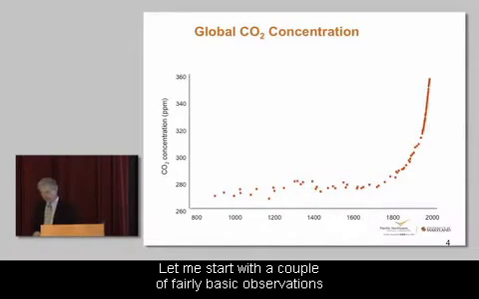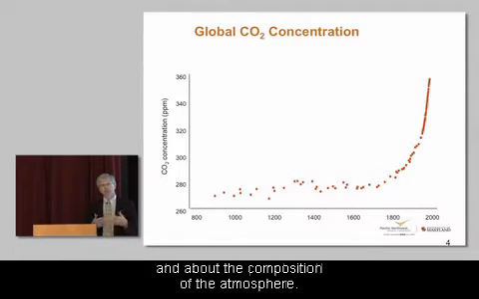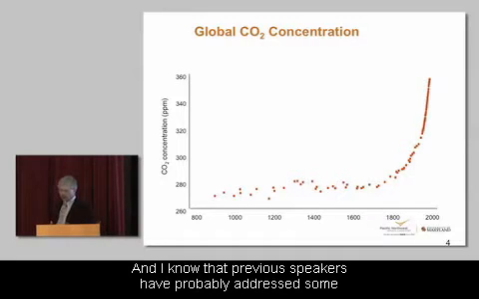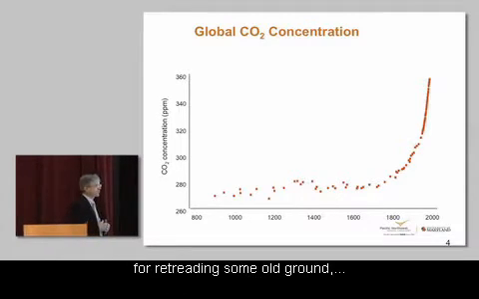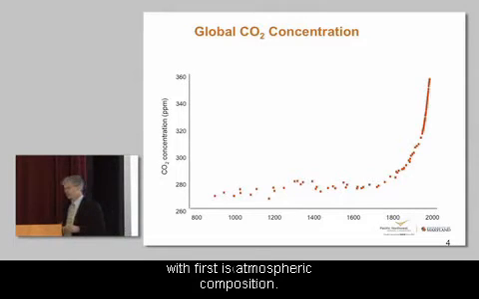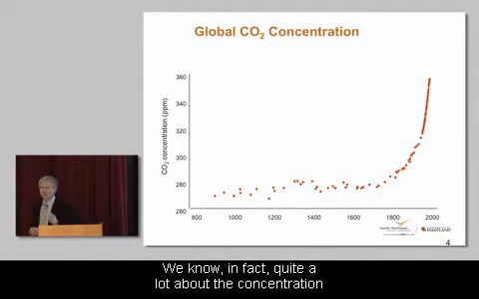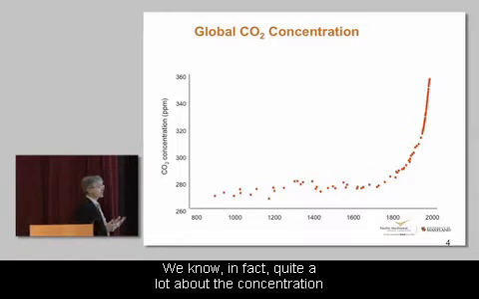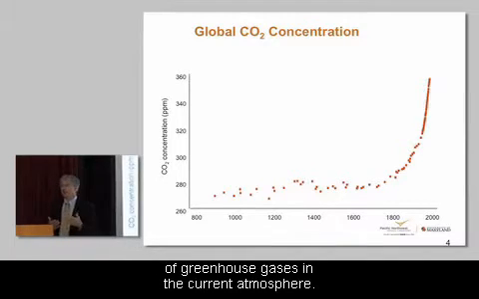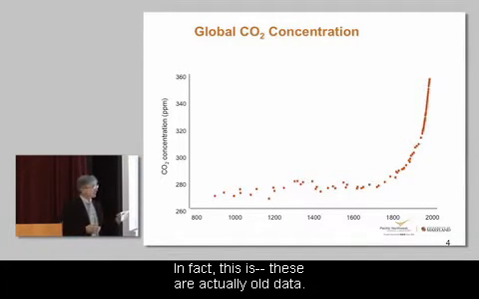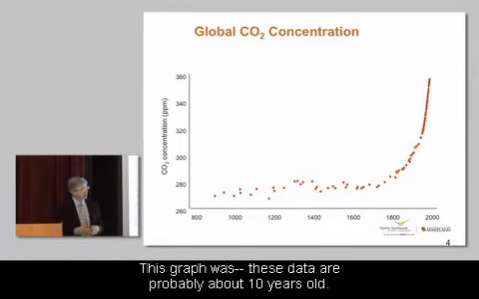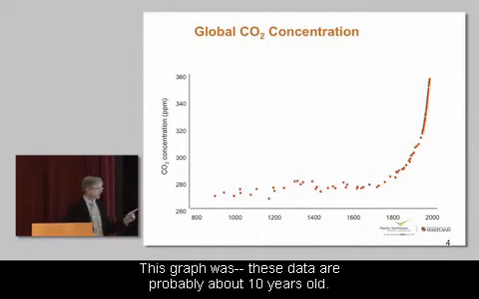Well, let me start with a couple of fairly basic observations about the physical climate system and about the composition of the atmosphere. And I know the previous speakers have probably addressed some of these things, so if you'll pardon me maybe for retreading some old ground, what I want to start with first is atmospheric composition. We know, in fact, quite a lot about the concentration of greenhouse gases in the current atmosphere. In fact, these are actually old data. This graph was, these data are probably about 10 years old, but these are actual measurements.